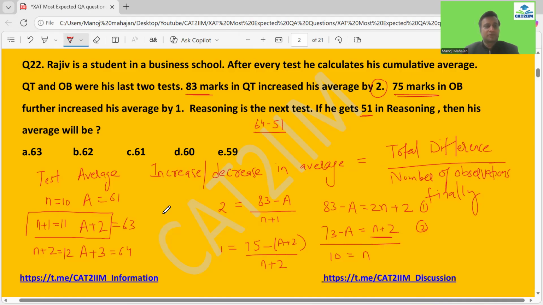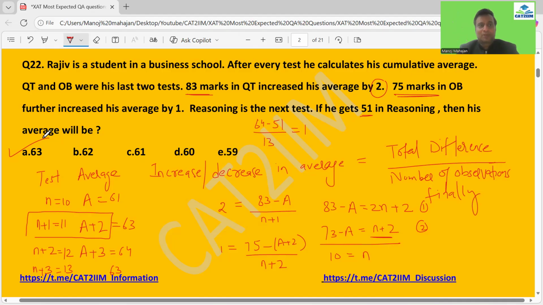And how many observations are we going to have when we add one more? So that would be 13, right? So 13, if I divide, I get 1. So there is a decrease in the average by 1. So my new average comes out to be nothing but 64 minus 1, that is 63. So this is a wonderful problem where the superb trick shortcut could have been applied.